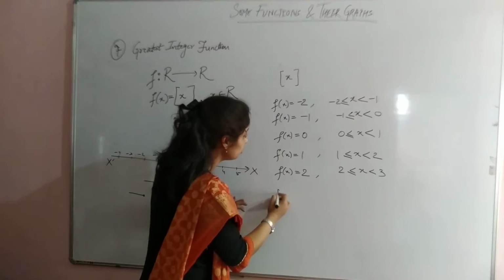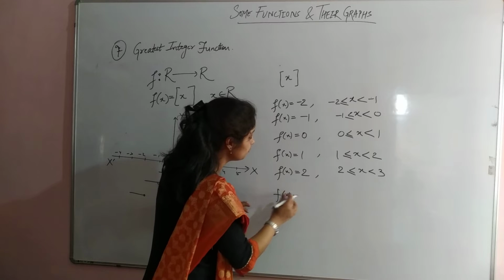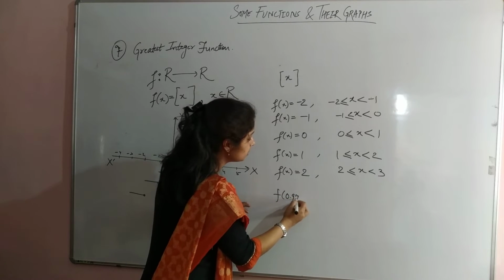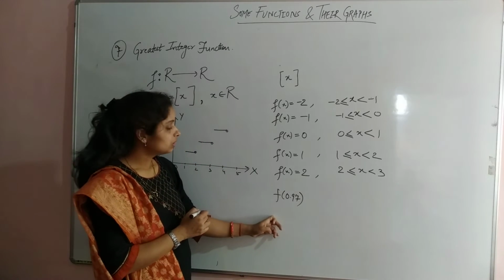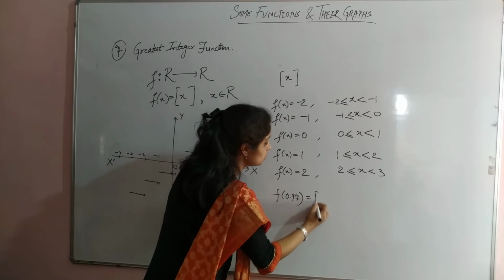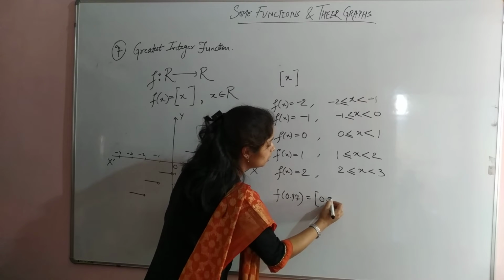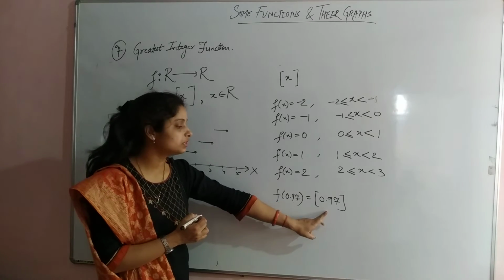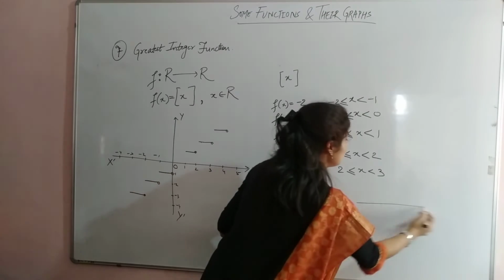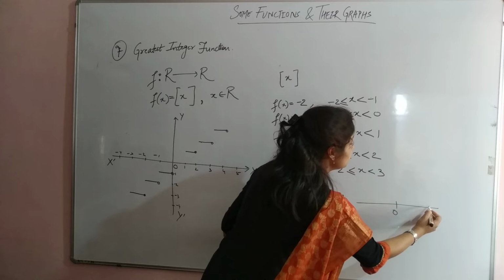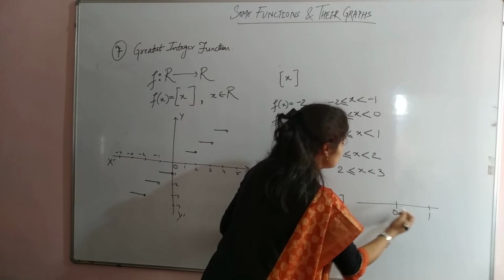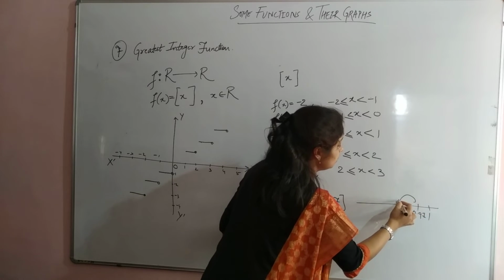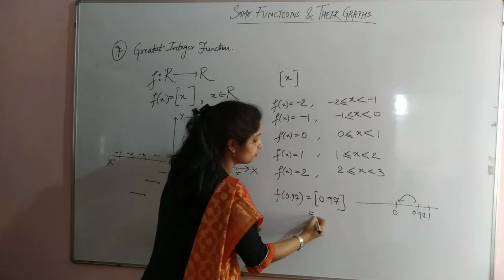Now let us talk about f(0.97), the greatest integer function of 0.97. What is the value of this? Clearly we observe this value always lies between 0 and 1. So the answer is again this left coordinate, that is 0.